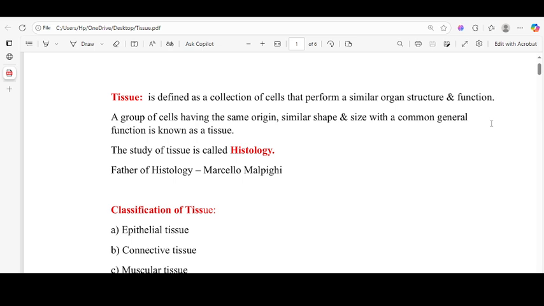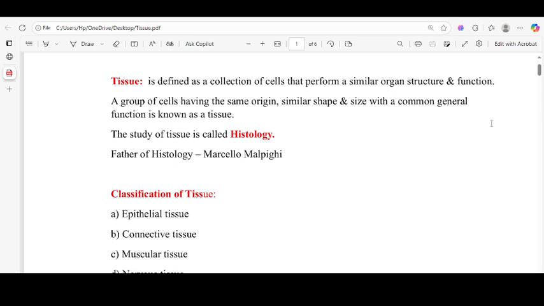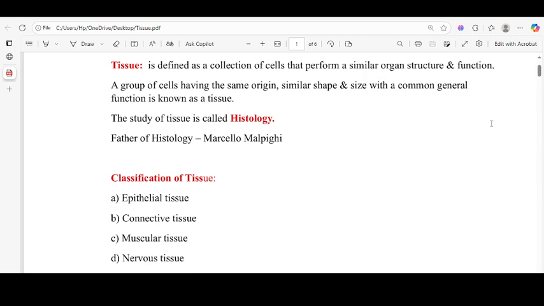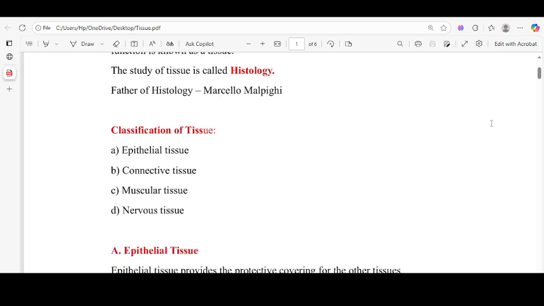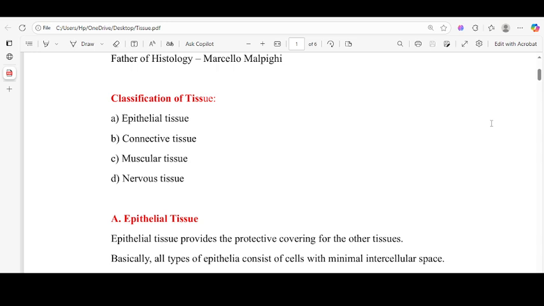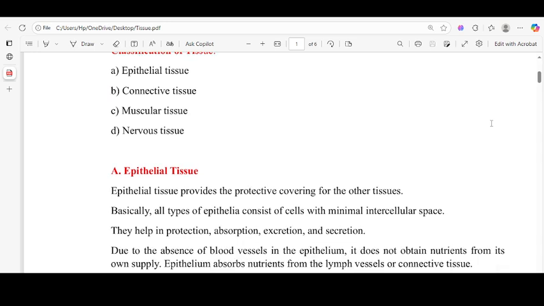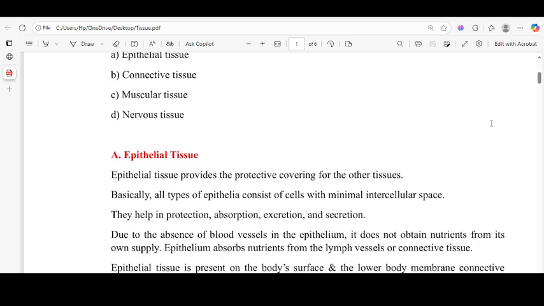And the study of the tissue is called histology, and the father of histology is Marcello Malpighi. Tissue is divided into a classification. So there are four types: epithelial tissue, connective tissue, muscular tissue and nervous tissue. And first, epithelial tissue provides the covering and protective covering of the other tissue.